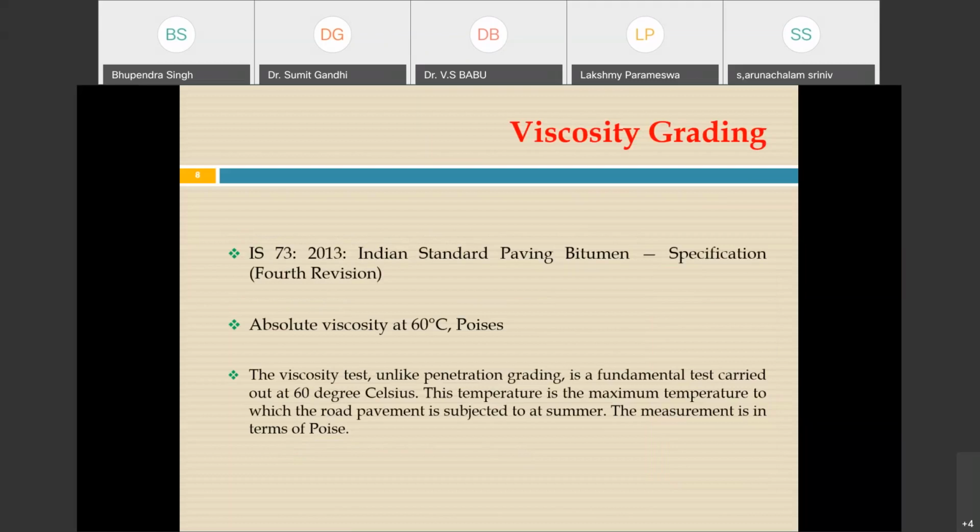Here also, as the name suggests, viscosity grading is based on the viscosity of the asphalt binders, and we discussed that asphalt viscosity is a very important property. So we find out the absolute viscosity of the binder at 60 degrees Celsius, in terms of poise, and then based upon that we classify bitumen into 4 categories: VG10, VG20, VG30, and VG40. The specification followed in India for viscosity grading is IS 73/2013, which is the 4th revision of IS 73.